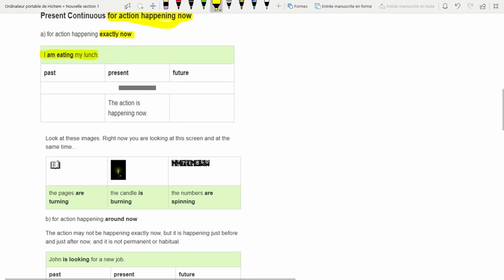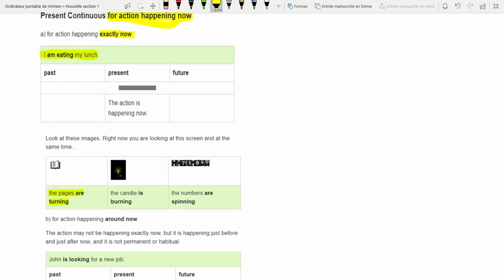Let's take a look at these images so that you'll understand what kind of actions might happen at the moment of speaking, right? If you say the pages are turning, okay, maybe there is some wind which is turning the pages of a given book. So you say to your friend or to the person who is sitting next to you, the pages are turning, right? So these pages are turning right now. It doesn't mean they turned before or they will turn tomorrow.